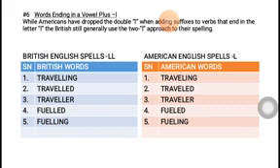Traveling in British English is LL, while the same word in American English has a single L. Traveled in British English is LLED, but in American English it is LED.